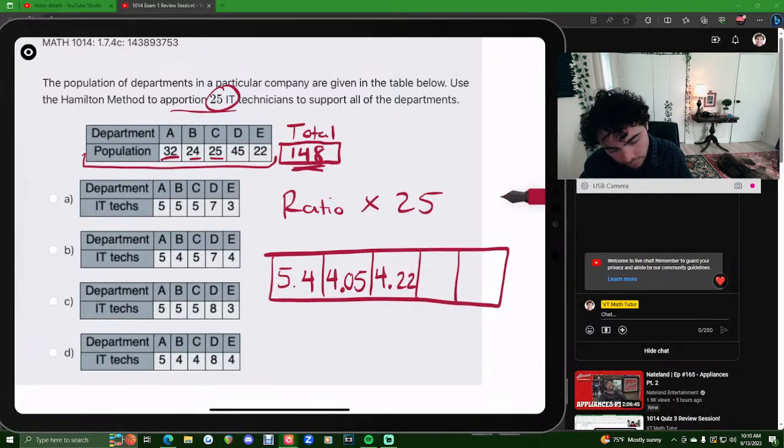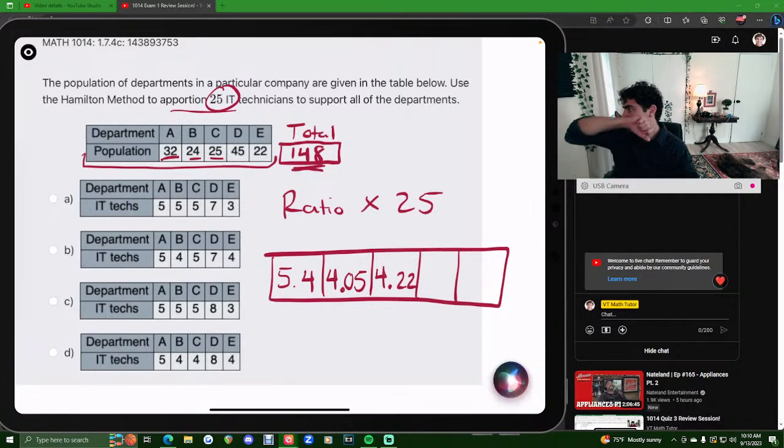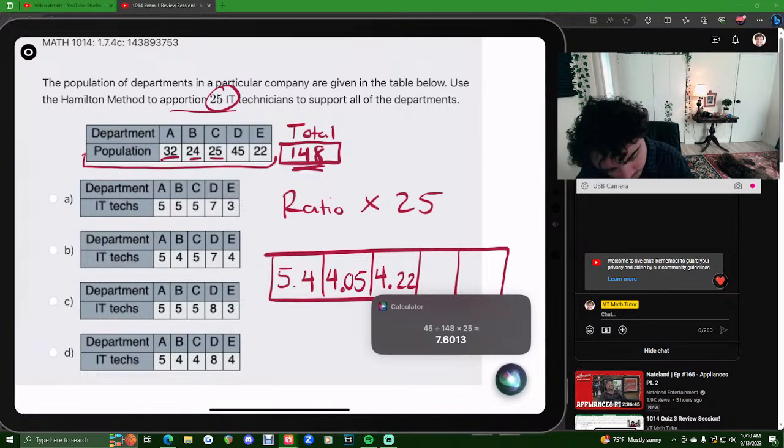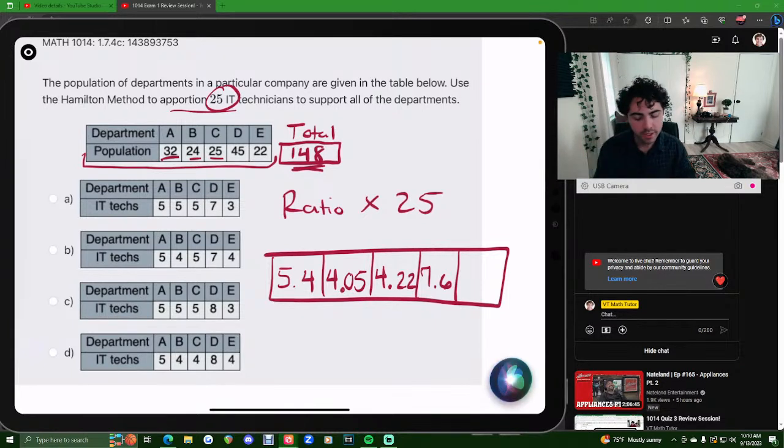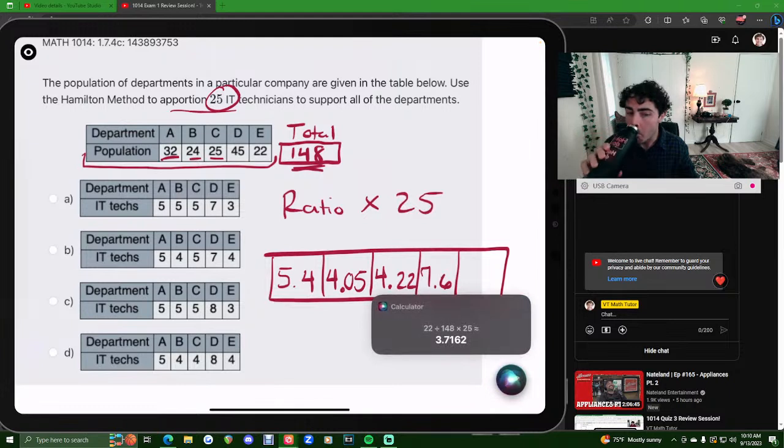Now, Department D, 45 divided by 148 times 25. It's approximately 7.6013. So about 7.6. Last one, Department E, 22 divided by 148 times 25. That would be approximately 3.7162. So about 3.72.